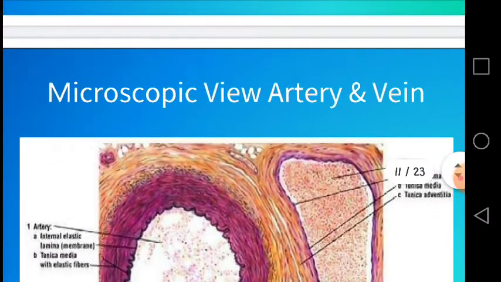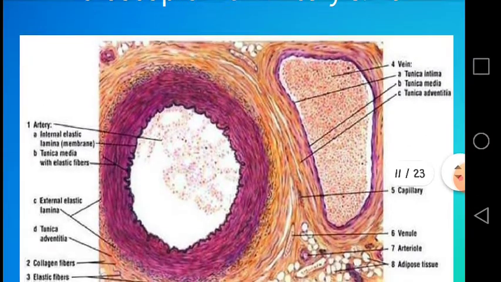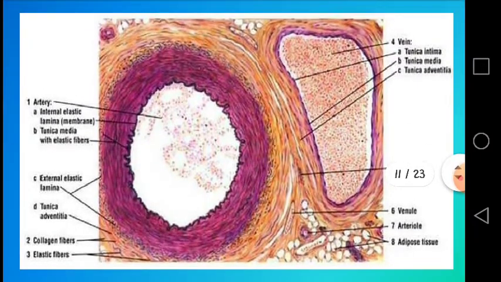Dear students, this is again the microscopic view of artery and the vein. This is the labeled one. So the things which we have discussed, now we can see from this microscopic view of the artery and the vein. You can see the difference between the artery and the vein.